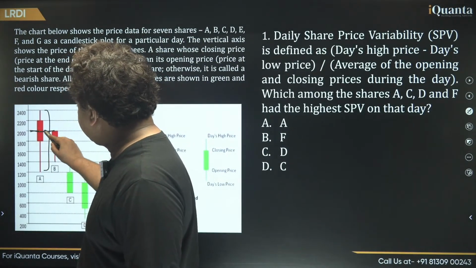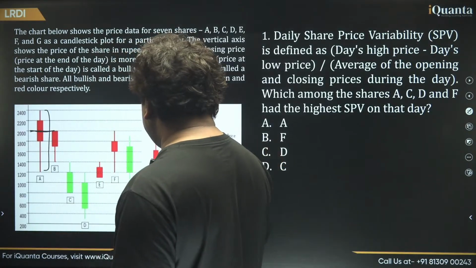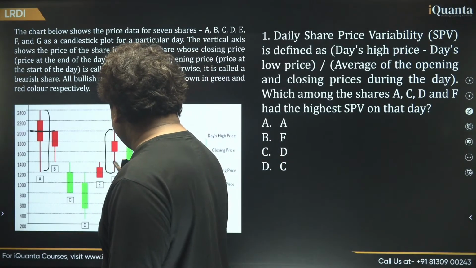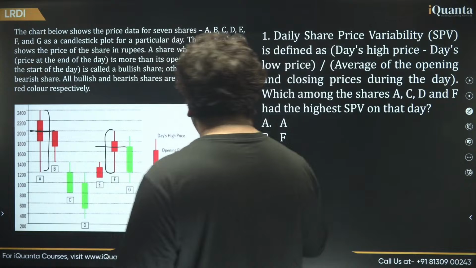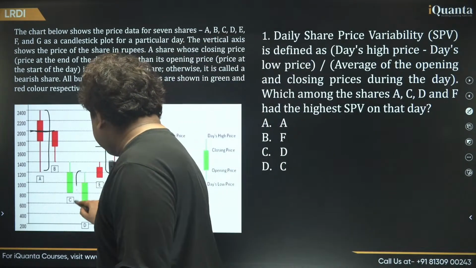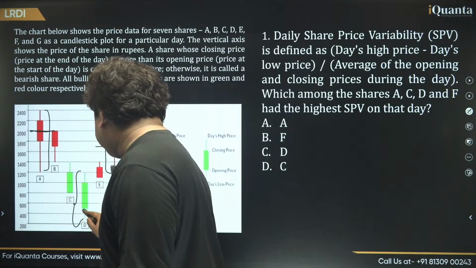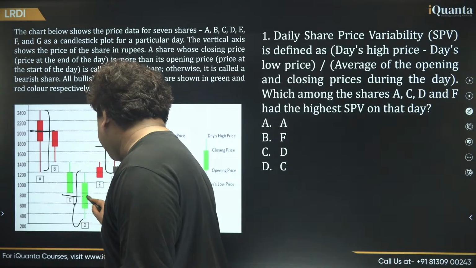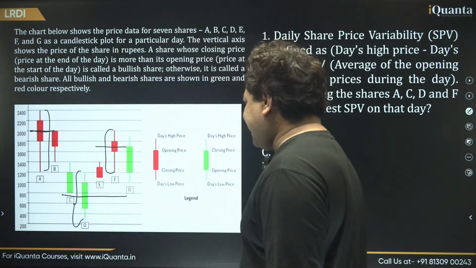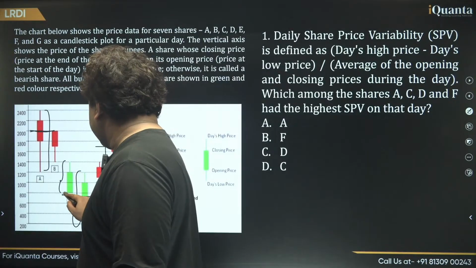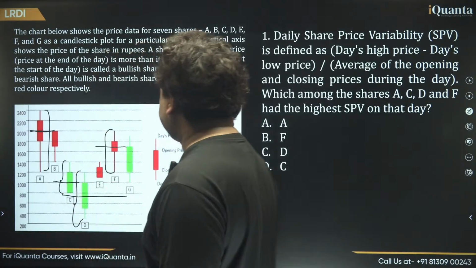Okay. For F, this is the gap and average is here. For D, this is the gap, okay, and average is here. Okay. For C, this is the gap and average is here.